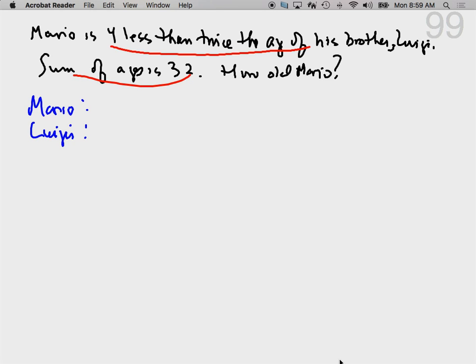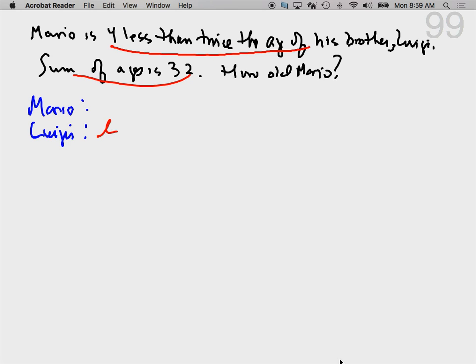So it says Mario is 4 less than twice the age of Luigi. So who do I start with, Luigi or Mario? Luigi, good. And what am I going to call Luigi? L. We'll go L for Luigi. But make it a script L so it doesn't look like a 1.